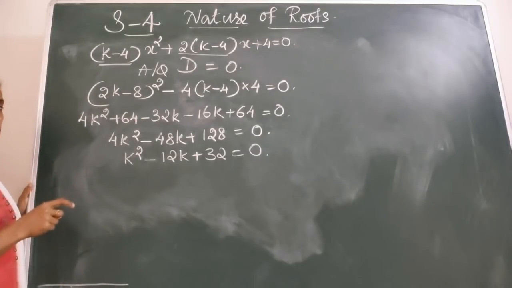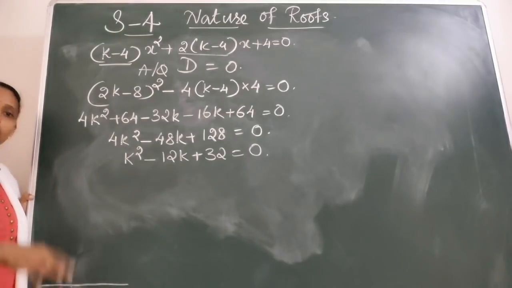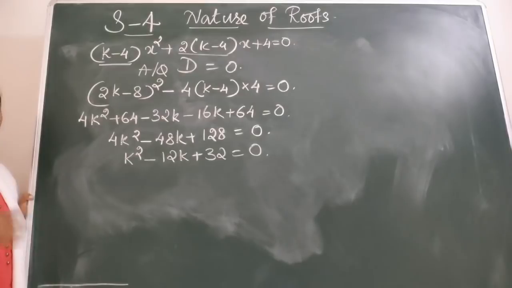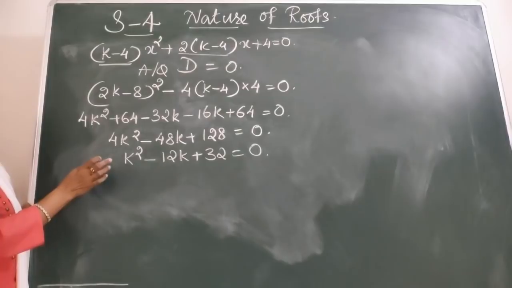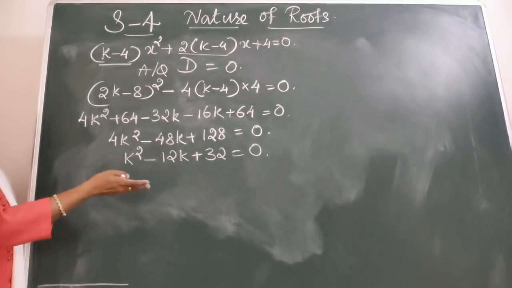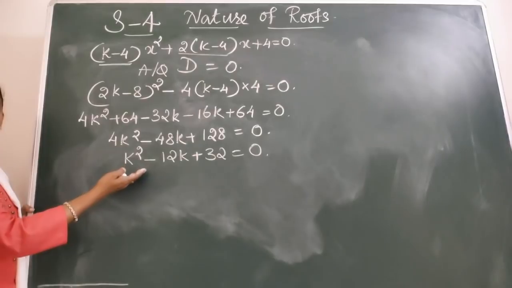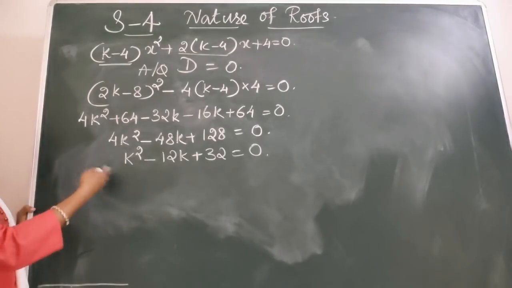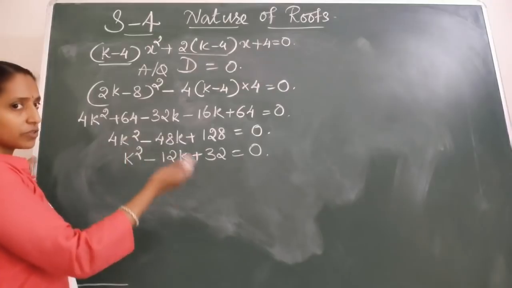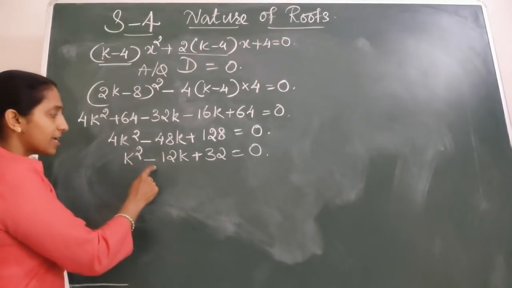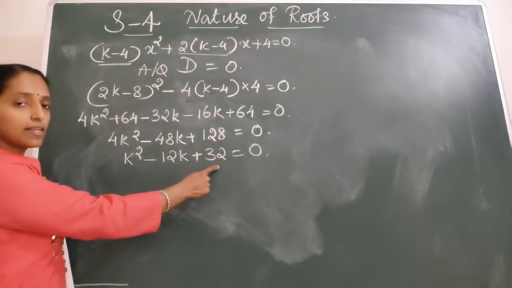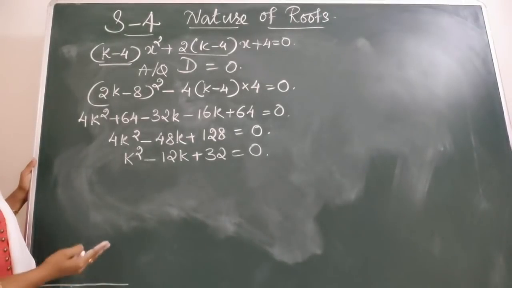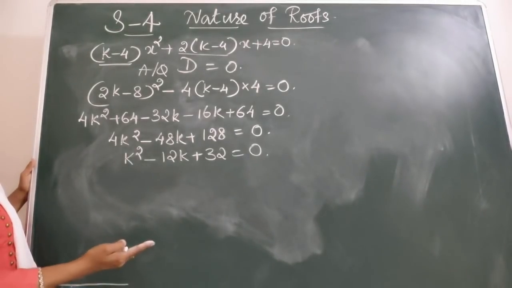What is our concept? Find the value of k. Sometimes the question will be find the values of k. That means k has more than one value, either this one or that one. So in this case you are again getting a quadratic equation, a trinomial. You know how to solve this by factorization, applying the zero product rule to find the value of k. So here you are getting the sum as minus 12 and product as plus 32. Of course, you know the numbers will be minus 8 and minus 4.